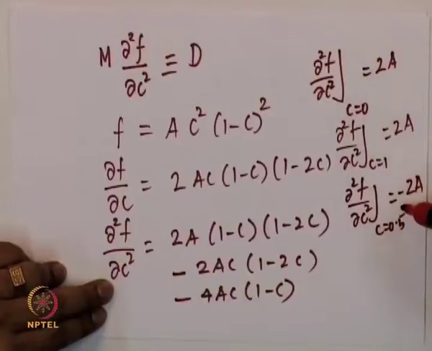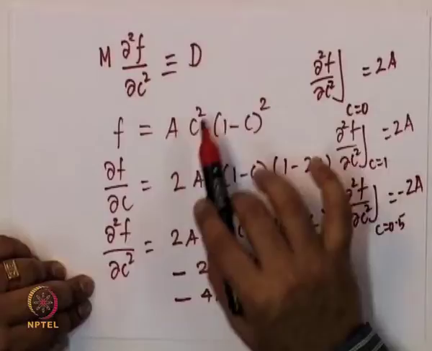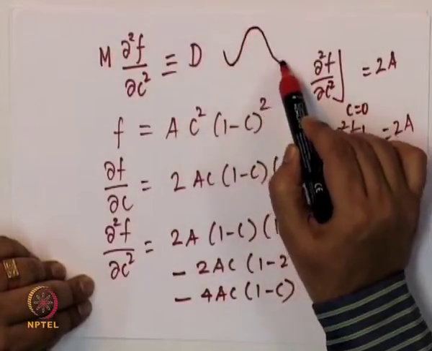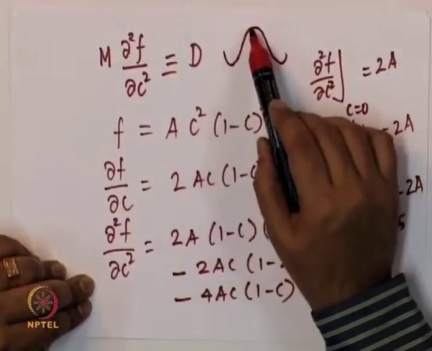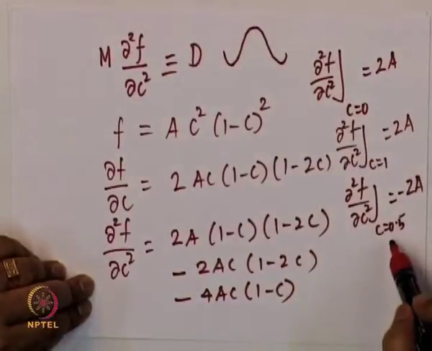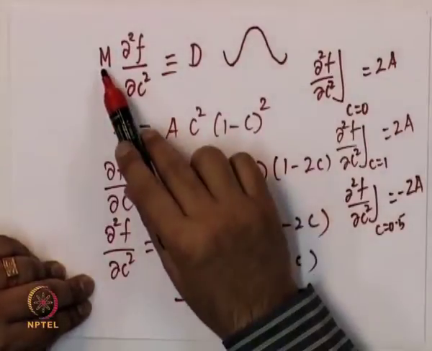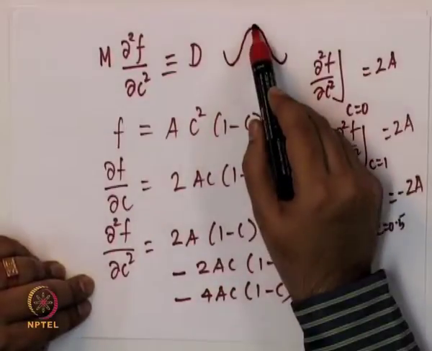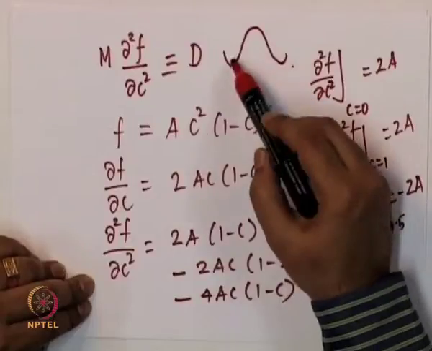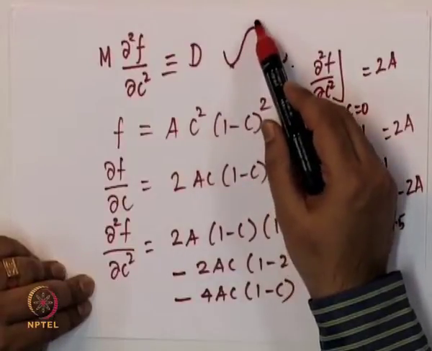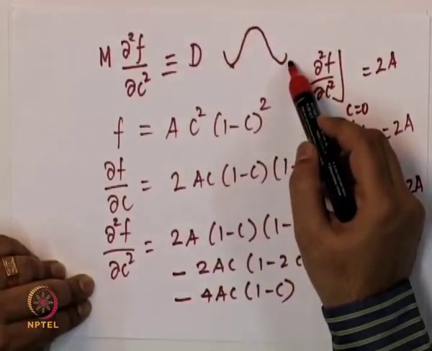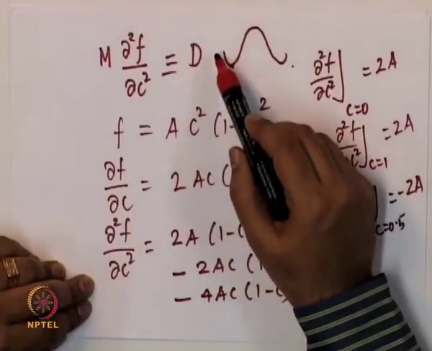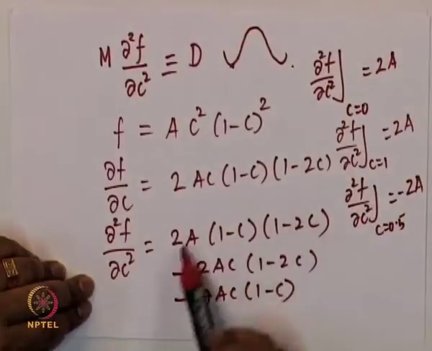Of course, this is expected because we are looking at a free energy which has a double well and a concave region. In that region we expect the diffusivity to be negative. So, for the same m, if a is assumed to be 1, this is minus 2 here, plus 2 here, plus 2 here, which means from plus 2 it is going to go to minus 2, and from minus 2 it is going to become plus 2. In other words, the diffusivity is a function of composition, and it is actually this function of composition.